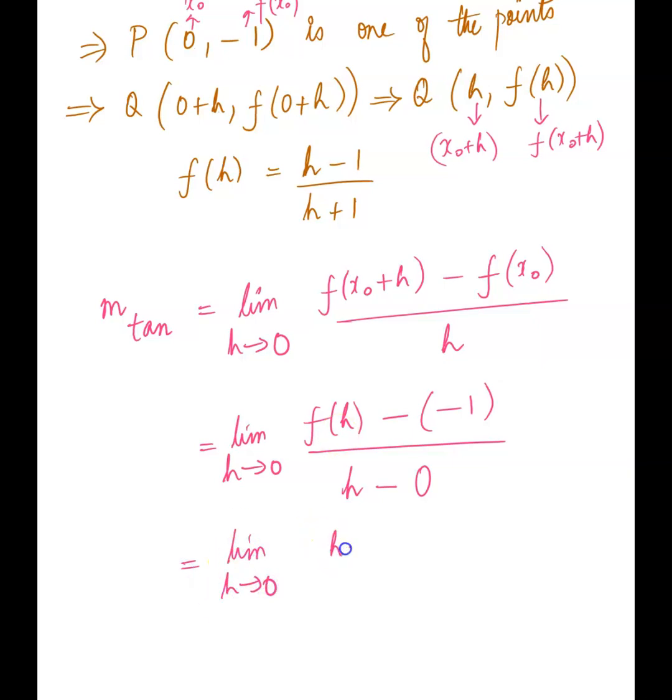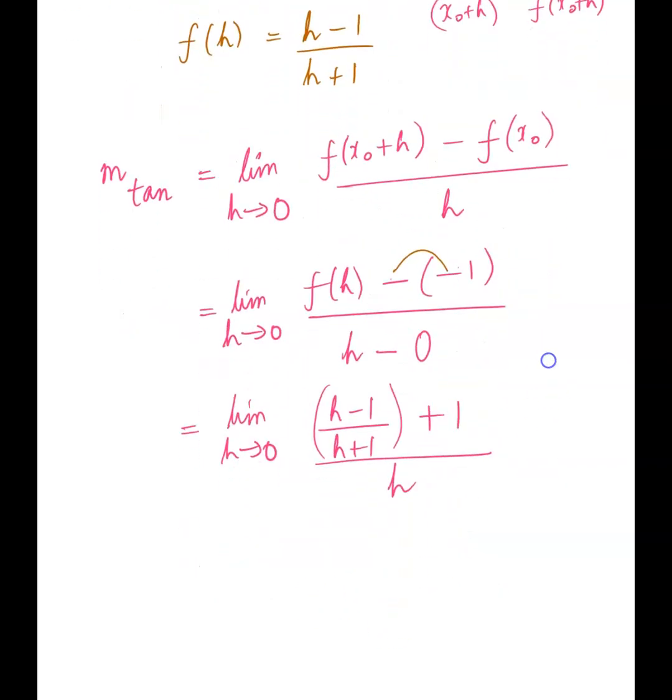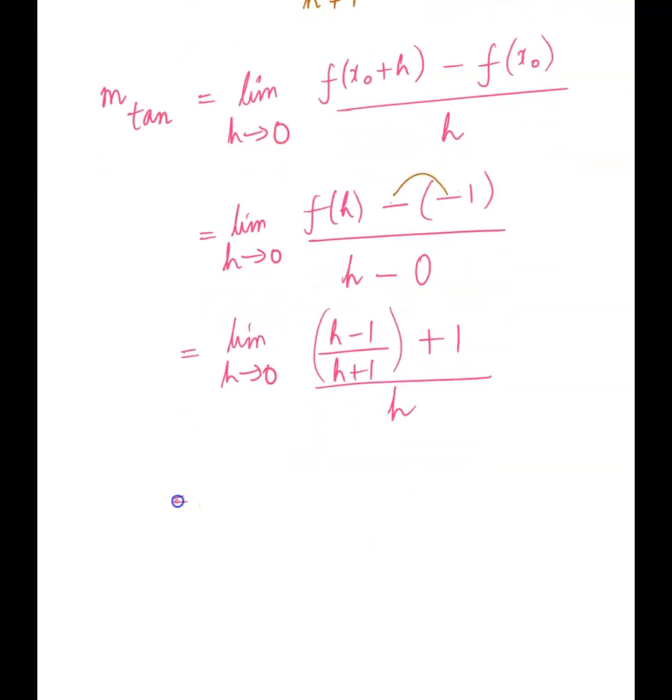F of h is h minus 1 over h plus 1. And minus of minus, combine these two, right? If you combine those two, that becomes a plus. So you have a plus 1 all over h. What we have before us is a complex fraction, which means a fraction within a fraction. And if you look at the numerator, there is a fraction within it. And so we have to first address that using LCD.